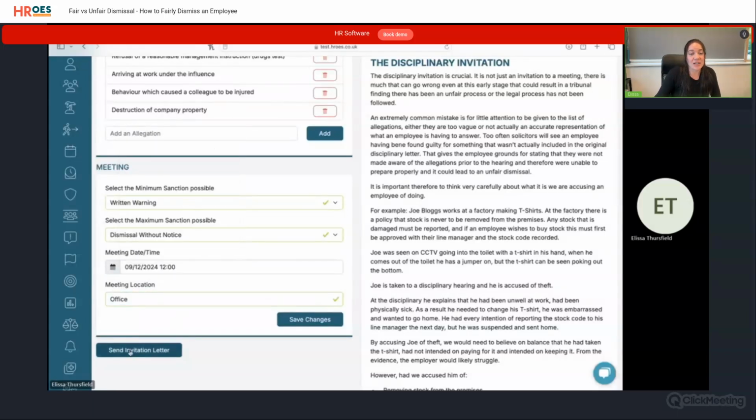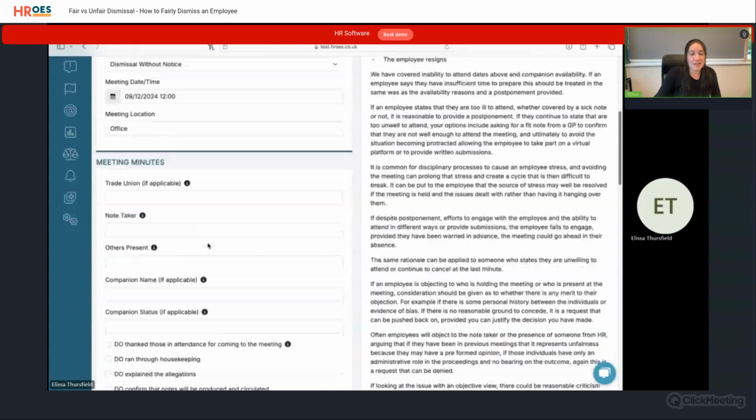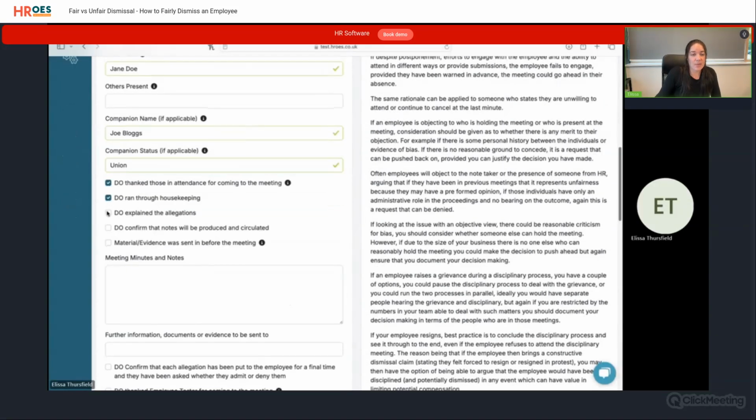And we're actually now scheduling that meeting. So that will send a compliant invitation letter out to that employee. The system then takes us on to being able to compile the meeting minutes. So if there's a trade union, if there's a note taker, if there's anybody else who's present, if they've brought a companion and what the status of the companion is. And then what this does is it takes you through the tripwires that I identify when I used to litigate.